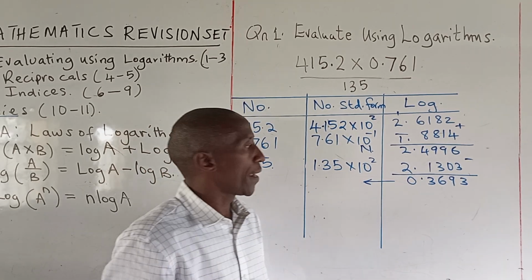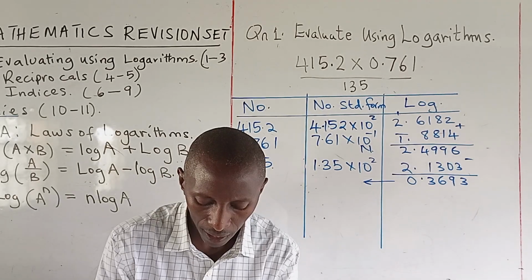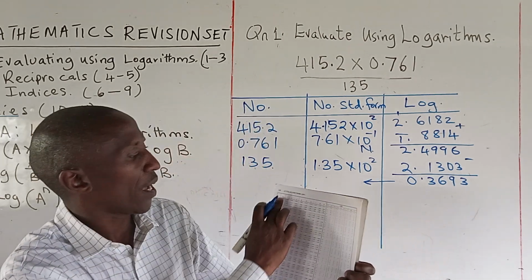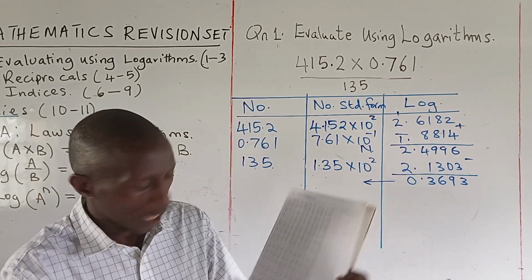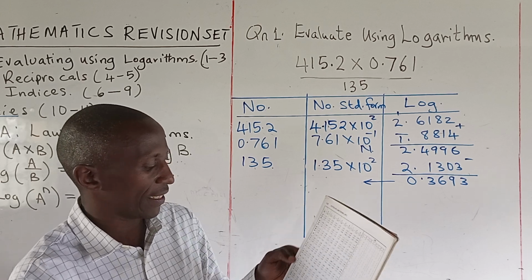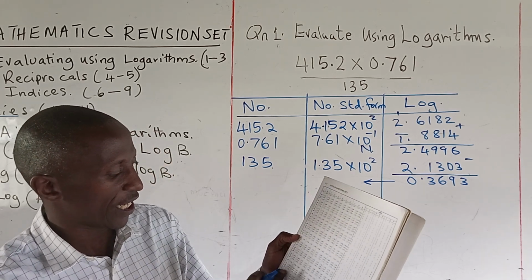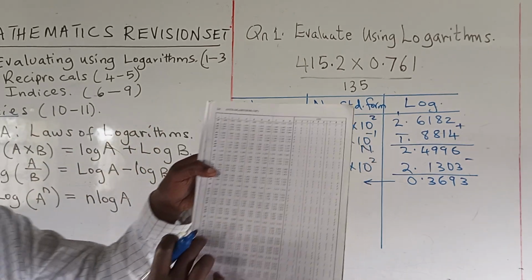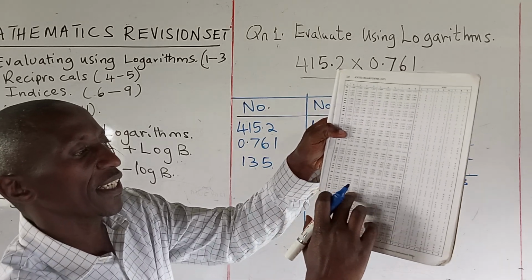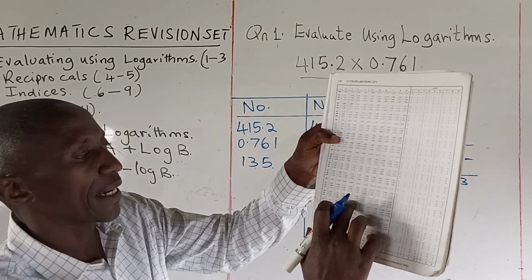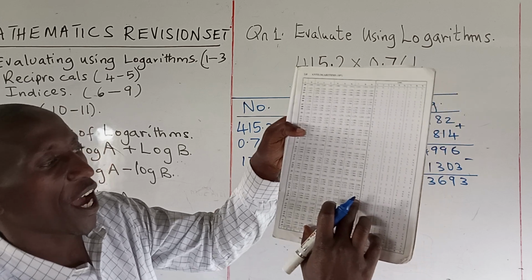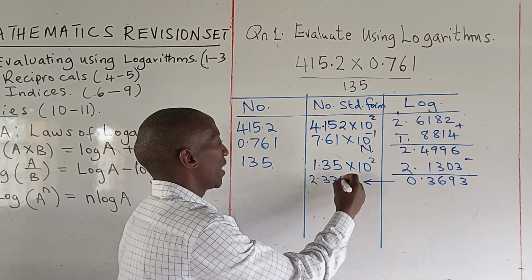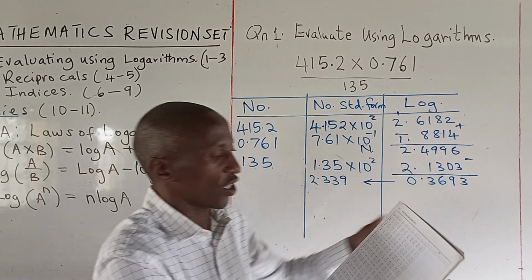The antilog to this can be read from the logarithm table. So we turn to the section on antilogarithms. In my table, it is page 3. And I check 0.36. I have 0.36. I check on 9. At that point, I have 2.339. I'm left with the last digit.